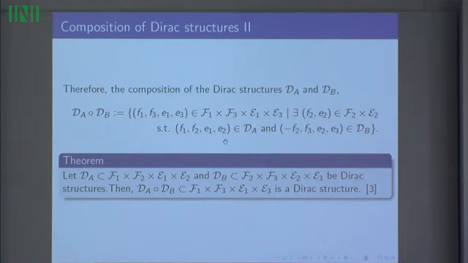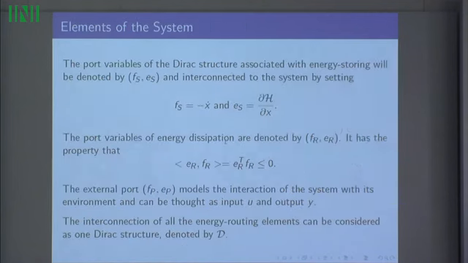Proof of this theorem and more details on Dirac structures can be found in Arjan van der Schaft's 2014 Port-Hamiltonian book. So what are these elements of this system? We have energy storing elements, which we will denote with Fs and Es, and we will connect them to our system with this assignment.